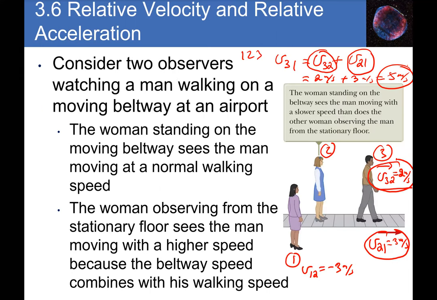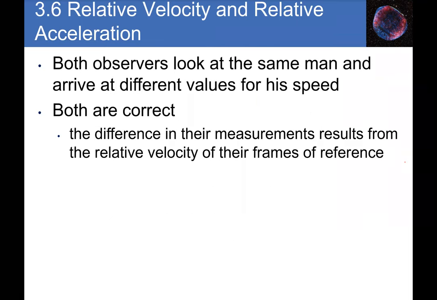All right, so again, the basic idea for this one was that the woman standing on the moving beltway sees the man moving at a normal walking speed. The woman observing from the stationary floor sees the man moving at a higher speed, 5 meters per second rather than 2 meters per second, because the beltway speed combines with his walking speed. So both observers look at the same man and arrive at different values for his speed. But both are correct because the difference in their measurements results from the relative velocity of their frames of reference. Each one uses a different frame of reference, so they get different values.